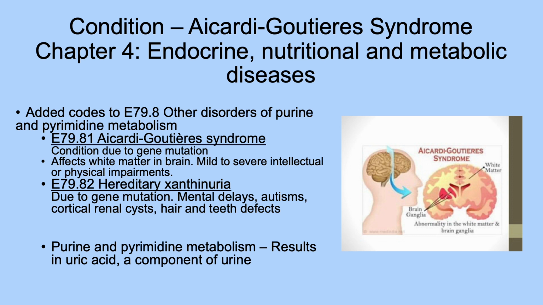Okay, E79.8, other disorders of purine and pyrimidine metabolism. The metabolism of these conditions results in uric acid, which is a component of urine. So you have Allan-Herndon-Dudley syndrome, which affects the white matter of the brain, with mild to severe intellectual development and physical impairments. You also have hereditary xanthinuria, also a gene mutation, with mental delays, autism. So now specific codes for these conditions that we didn't have before.